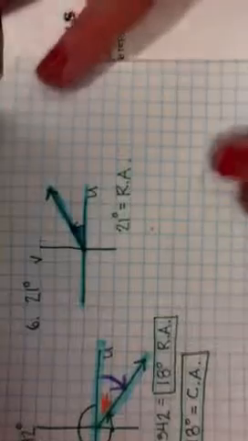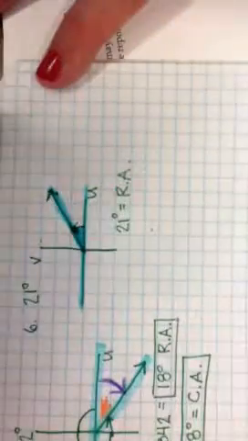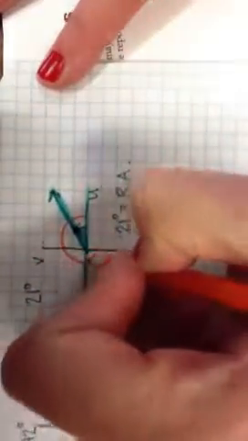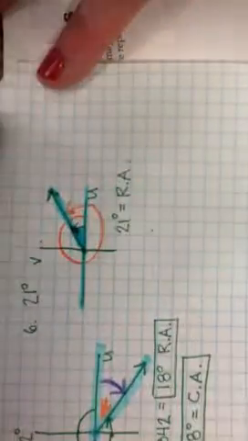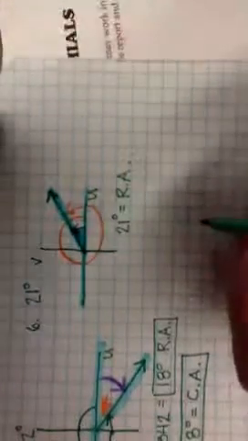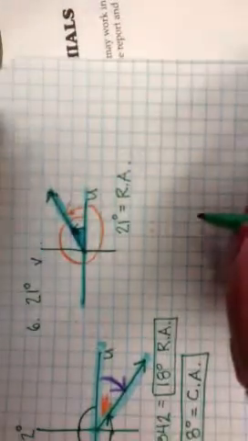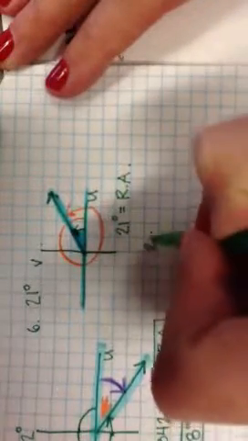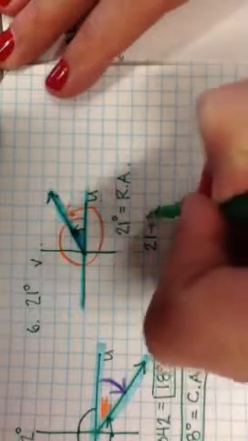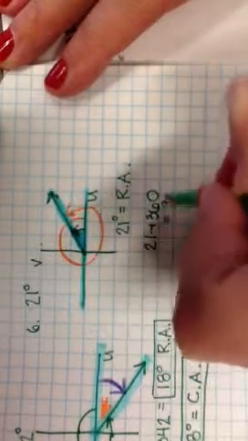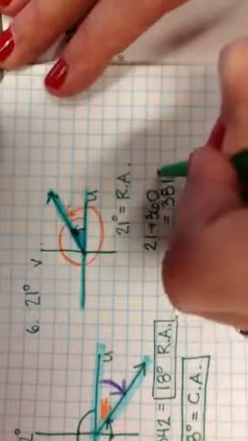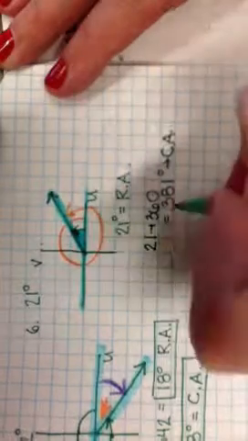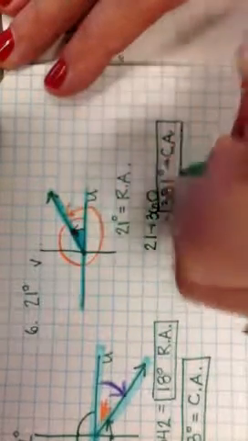All right, let's find a coterminal angle. So for this one, I'm going to do a lap. So I'm going to go 21, and then I'm going to add 360. And again, there's an infinite number of coterminal angles. You could just keep adding 360 for days, and you'd find more and more coterminal angles. So 21 plus 360 is equal to 381. So that is my coterminal angle.